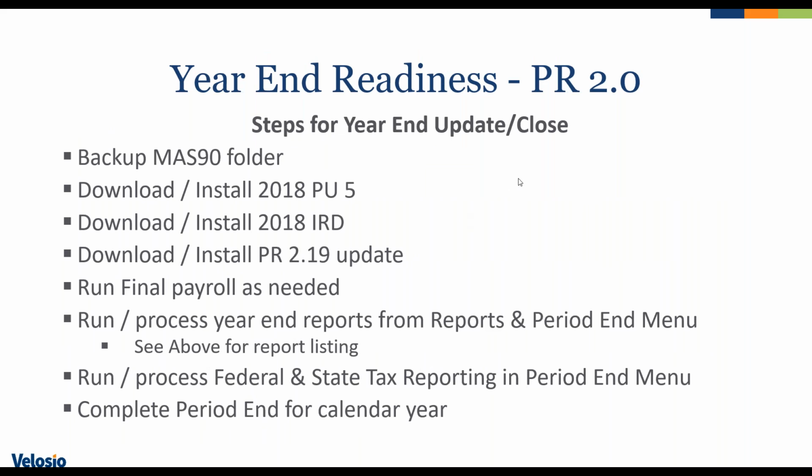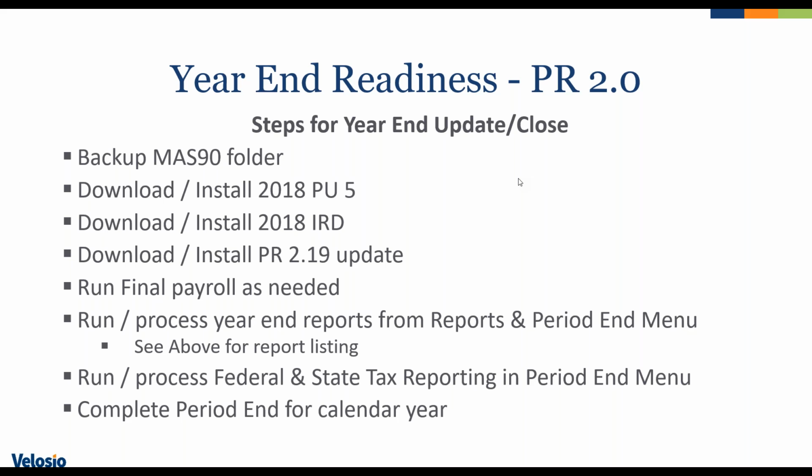So with 2.0, what do we do? We're going to back up the Mas 90 folder. We're going to download and install the 2018 PU5 if you're not already on it. We're going to download and install the 2018 IRD, which actually will apply for accounts payable, not so much for payroll. And then we're going to download and install the payroll 2.19 update. So there's really 3 updates that will probably be applying, at least 2.